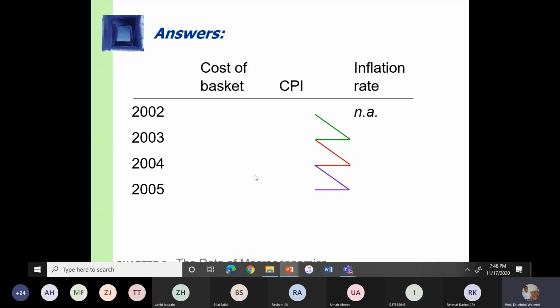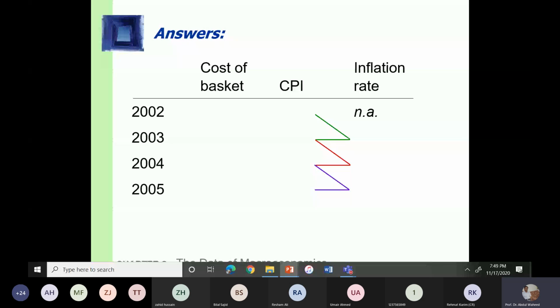What about 2004? Sir, 114 is coming. 114. Okay. No objection on this answer?